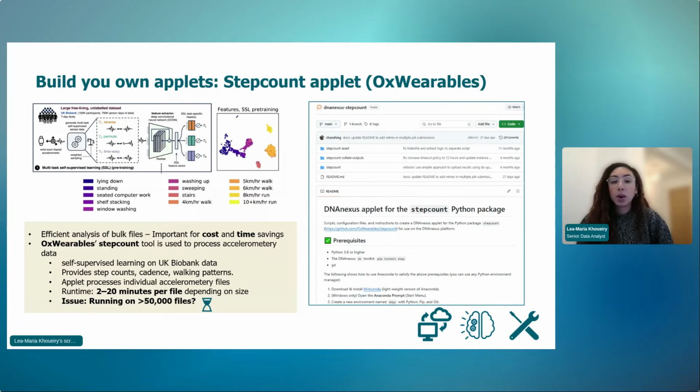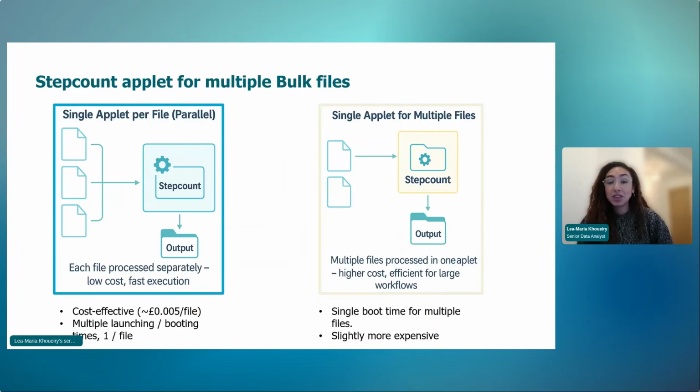But considering that UK Biobank has thousands of files, if you want to run the tool on over 50,000 files, running the tool on every file separately would be an issue, and it will take longer. So to do this, there are two different strategies that you can apply. The first one would be running this single applet that's already available in parallel. So instead of running them successively, you're launching multiple instances all running in parallel together.